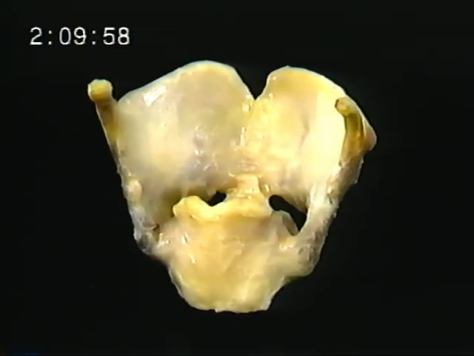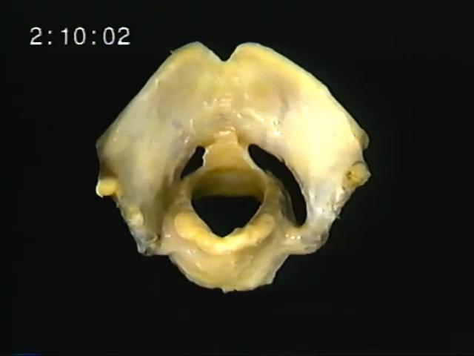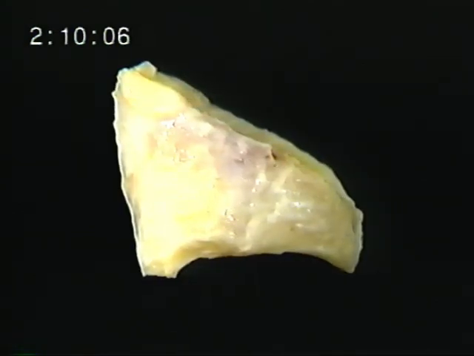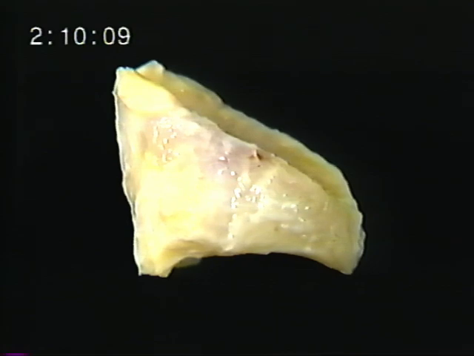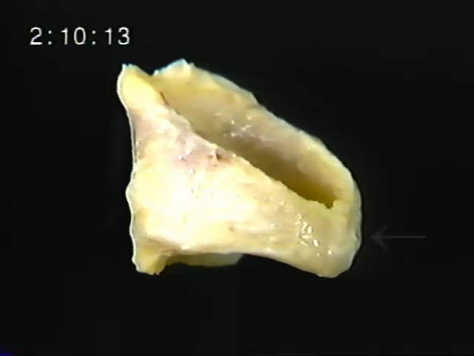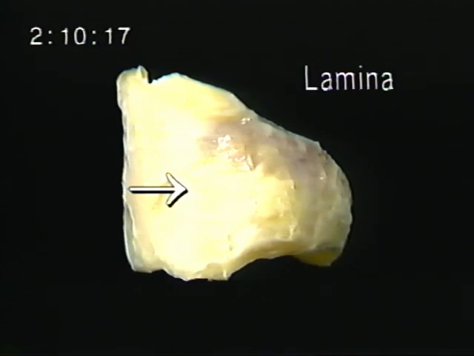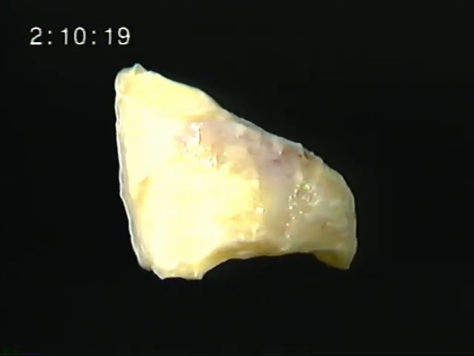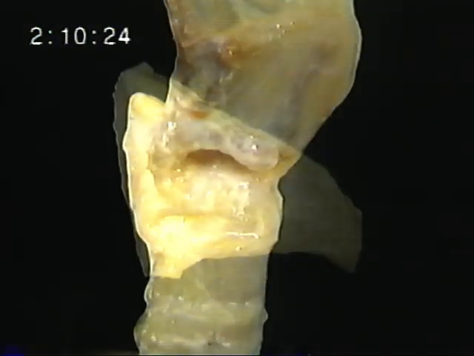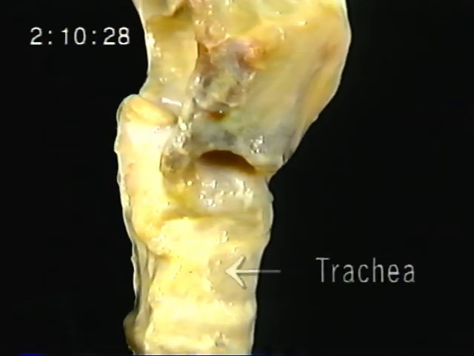Unlike the thyroid cartilage, which is open at the back, the cricoid cartilage forms a complete ring. Let's look at the cricoid cartilage by itself. It's much taller behind than in front. The narrow part in front is the arch. The tall part behind is the lamina. The inferior horn of the thyroid cartilage articulates here. Below, the cricoid cartilage is continuous with the upper end of the trachea.